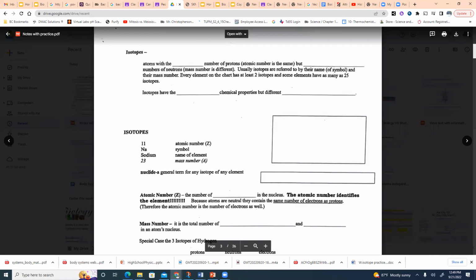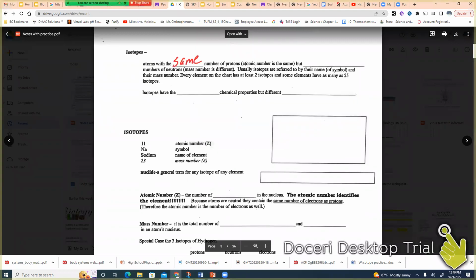So isotopes are atoms with the same number of protons. So that means the atomic number is the same, but different numbers of neutrons, and that'll make their mass number different. If you remember from middle school, mass number is equal to the protons plus the neutrons, adding those two together. So if my neutron number varies in an isotope, then that's going to make my mass number different because the proton number does not change.